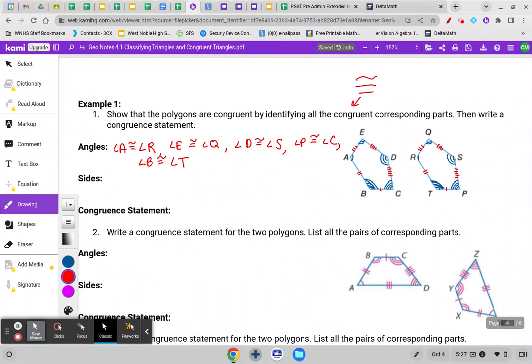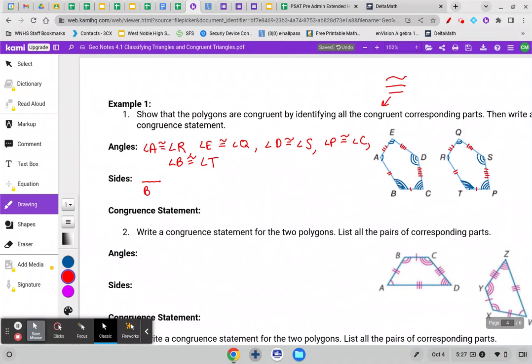Okay, as for the sides, same idea. Segment BC is the same length as segment TP. Keep going. Segment BA, congruent to segment TR. Segment AE is congruent to segment RQ. Segment ED is congruent to segment QS. And lastly, segment SP is congruent to segment DC.